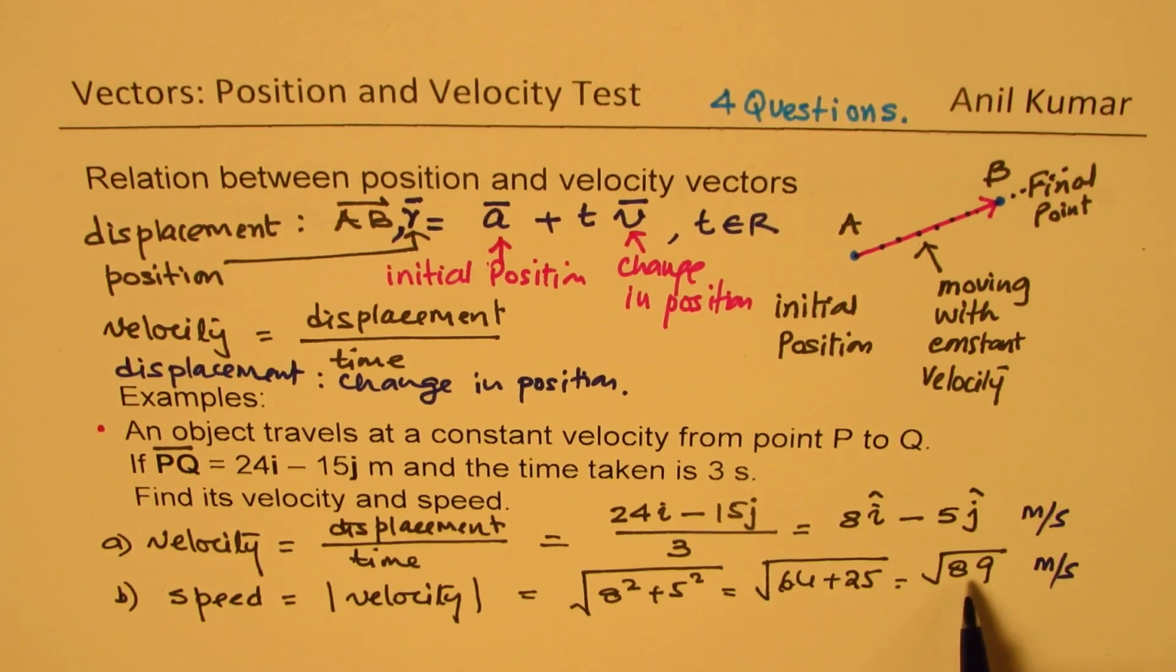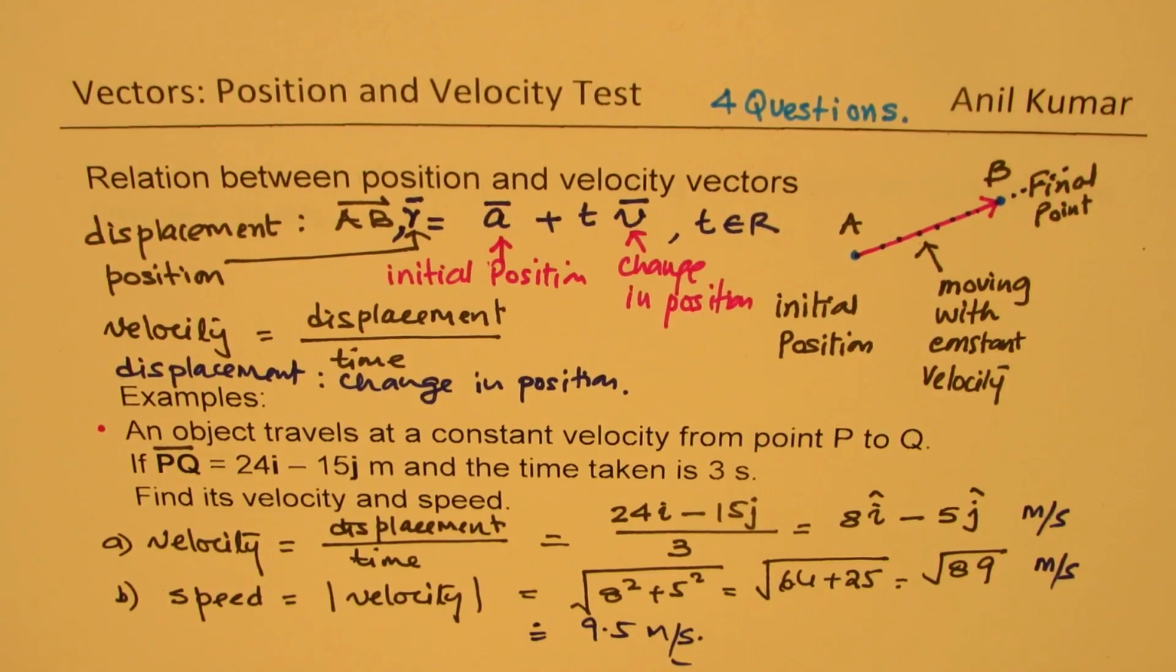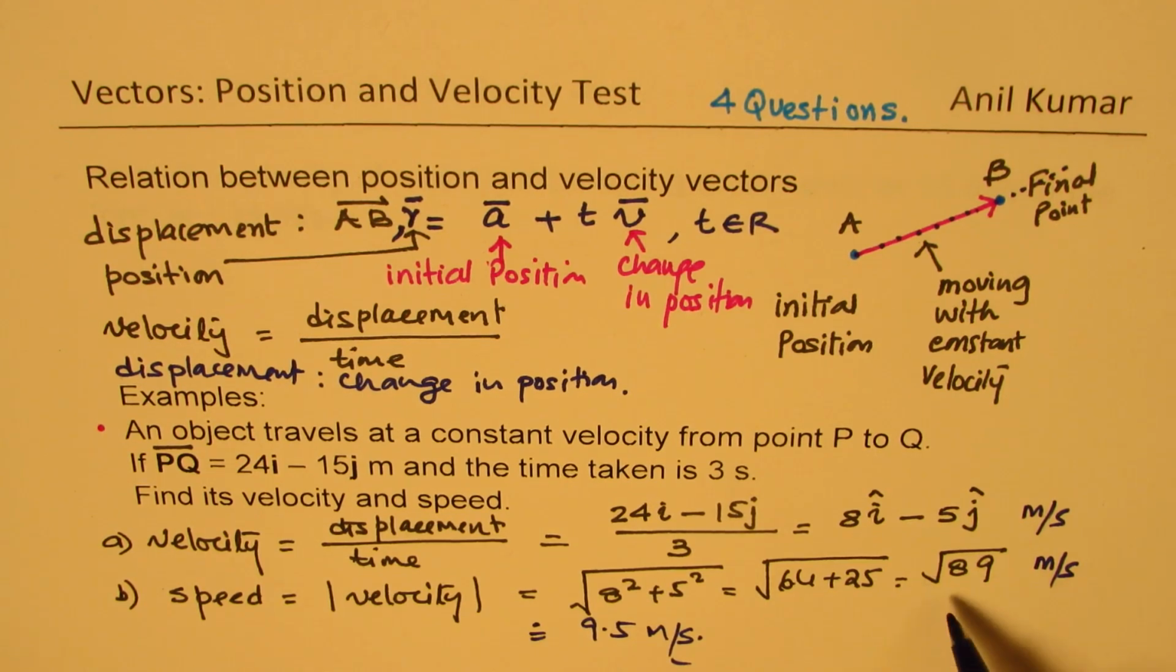So the square root of 81 is 9, so the square root of 89 is kind of 9.5. So we're just leaving it like this. We could write this as approximately 9.5 meters per second, right? I'm not using a calculator, just estimating, since it is very much between 81 and 100. So 9 times 9 is 81, so we just estimate.